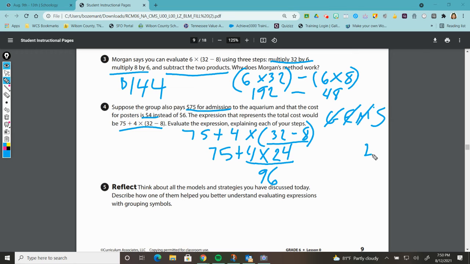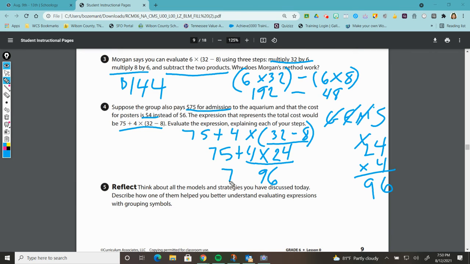If you need to come over to the side to do something like that, to do 4 times 24, 4 times 4 would be 16. 6, the 1 in your tens place gets carried to your tens position. 4 times 2 is 8, plus 1 more would be 9. So we have a 9 in our tens place, so 96.